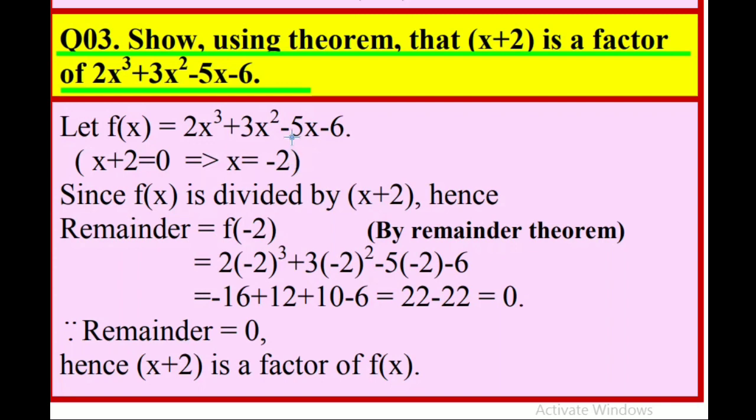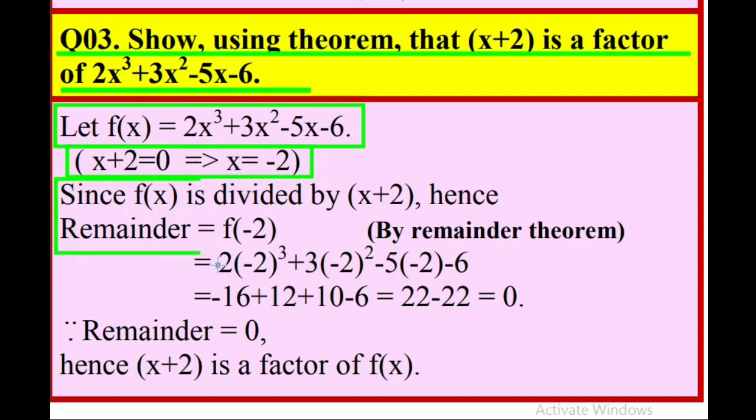Here too we start the same way. We assume the whole polynomial, or whole dividend, as f(x). And again we recall that equation, that is f(x) equal to x plus 2 multiplied by quotient plus remainder. And in that we have to make x plus 2 zero, and for that the value of x has to be minus 2. It means according to the theorem, if f(x) is divided by x plus 2, then the remainder obtained is f of minus 2.